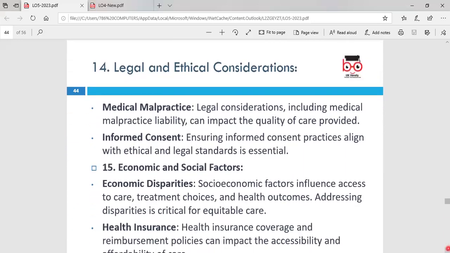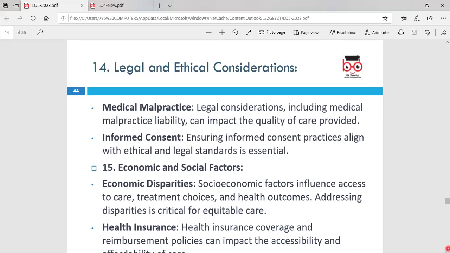Legal and ethical considerations. So if there's any medical malpractice that would impact the quality of the system, this has to be dealt with, there should be proper documentation and proper policy available as to how you would deal with such a situation. Informed consent is very important. If you have your patients, you have the people associated with your patients, there is always going to be an informed consent that you'll have to go through, and they'll have to go through it with you.